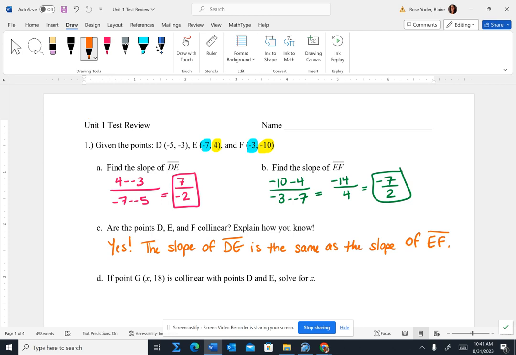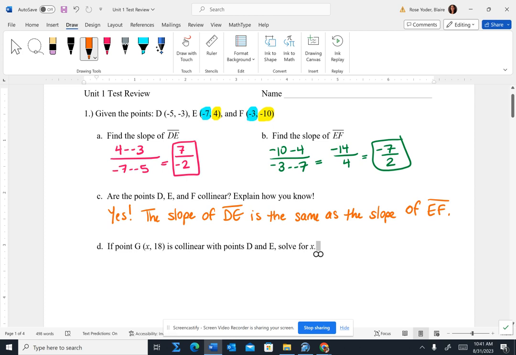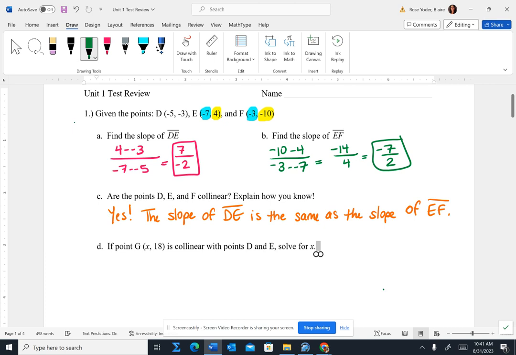All right, finally, the last step is the most challenging one. It says that there's another point that's collinear with D and E. So we know that the slope of DE was negative 7 halves. Slope of DE, negative 7 halves. All right, let's find the slope of, for example, EG.